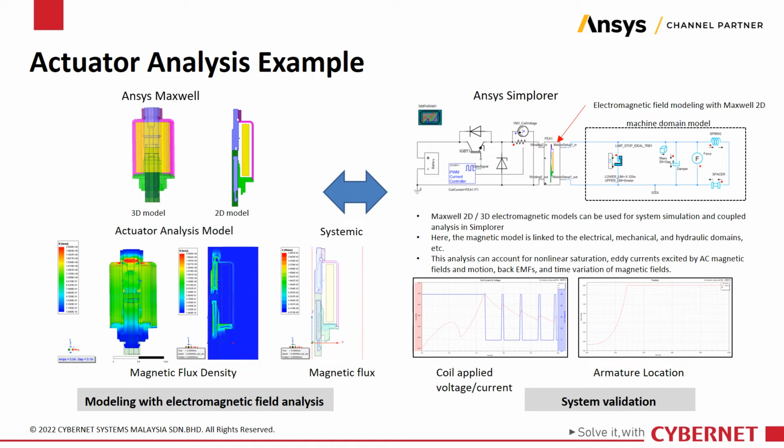Furthermore, by coupling the Ansys Maxwell magnetic field analysis model with the Ansys Simplorer system simulation, the electrical, mechanical, and hydraulic load domains are linked to simulate conditions as close to actual operation as possible to verify the validity of the system. This analysis allows for nonlinear saturation, AC magnetic fields, and motion-induced eddy currents, counter EMF or back EMF, and time variations of the magnetic field to be considered.